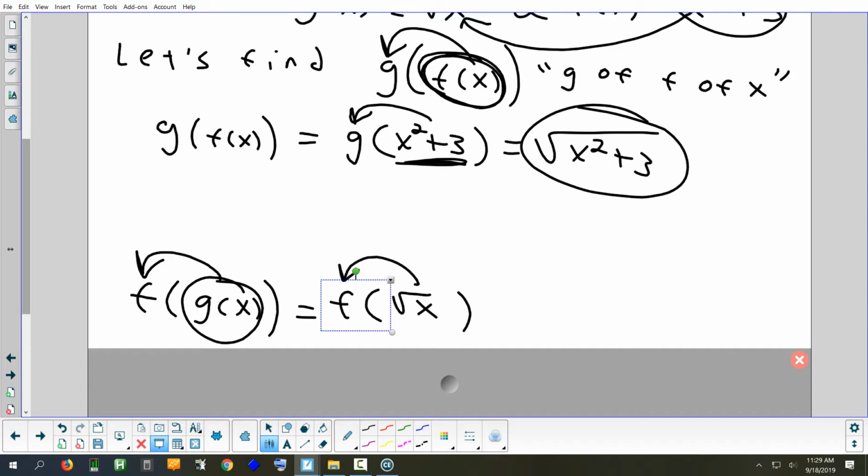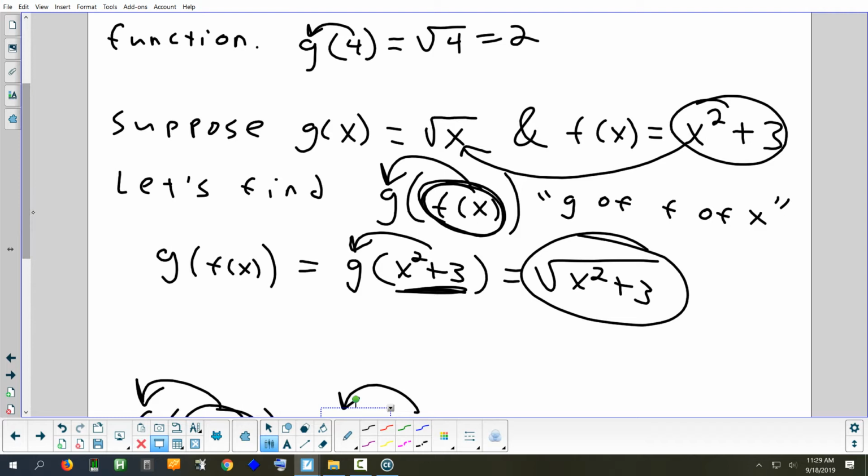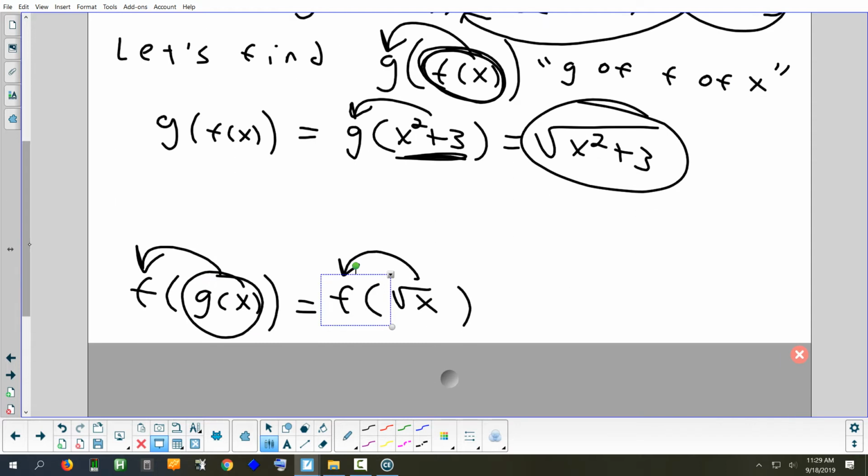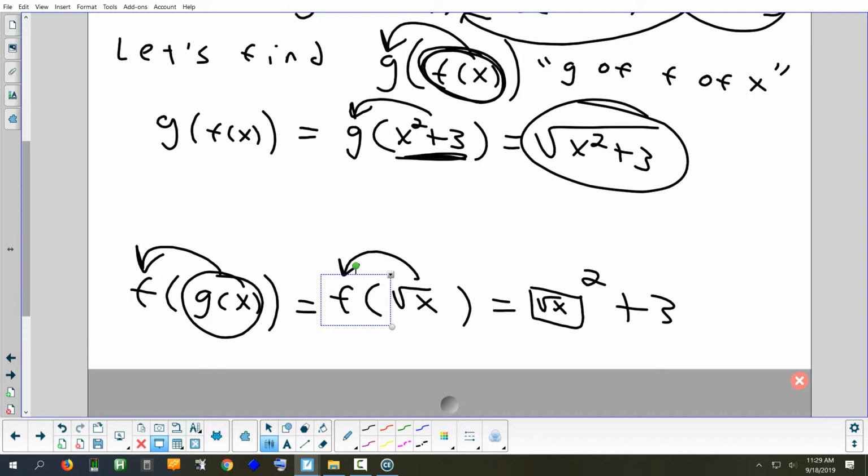Okay, so let's do it. Look at formula f: x squared plus 3. So it's something squared plus 3. It wasn't x. We're filling in for the x. We're filling in the square root of x. Now, this one actually simplifies a little, as Zach just said. Square and square root cancel. And you get x plus 3.